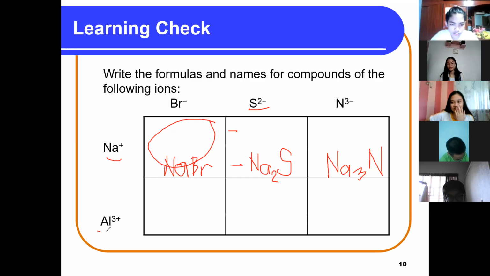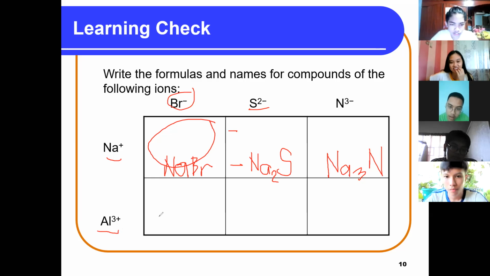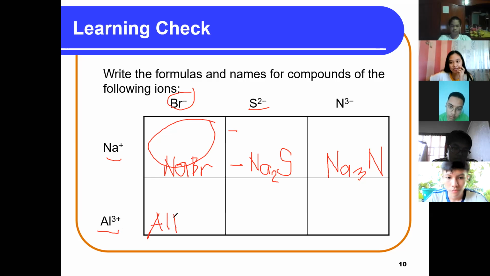Ben Datoy, aluminum and bromine. Name, sir. Aluminum bromide, sir. Aluminum bromide, correct? Give me the formula. Aluminum and then bromide, Br. How much is it exactly? 3. So that is Br3. Very good.